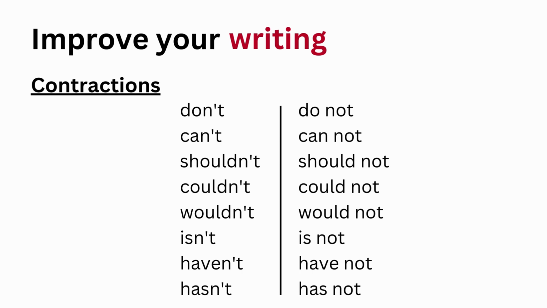It's better to write out the full word in academic and formal business writing. So instead of don't, use do not. Instead of can't, use cannot. Shouldn't becomes should not. Couldn't becomes could not. Wouldn't becomes would not. Isn't becomes is not. Haven't becomes have not, and hasn't becomes has not. So avoid using these contractions and always use the full forms instead.